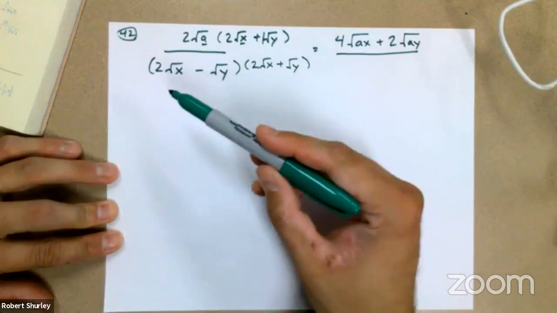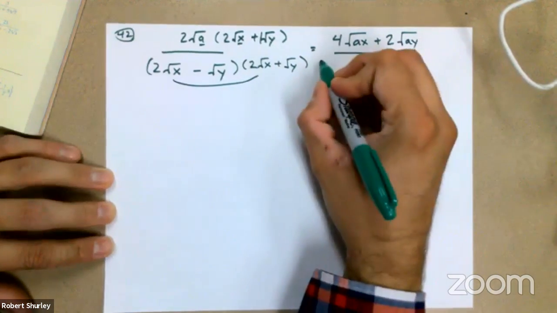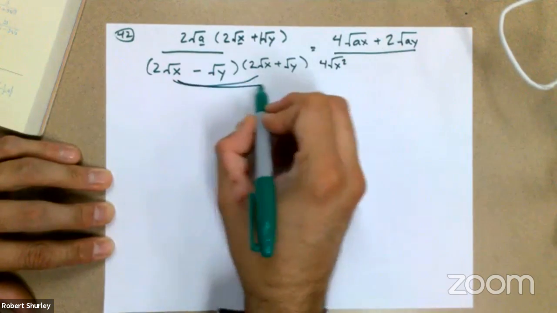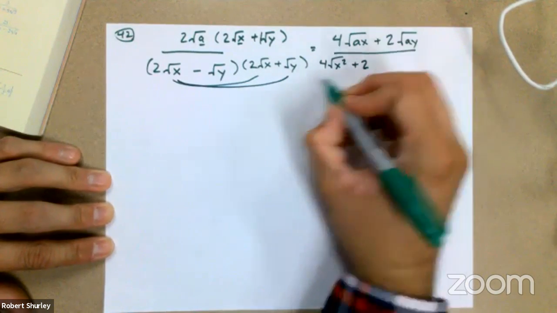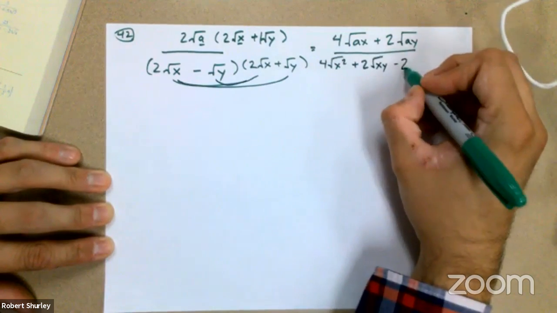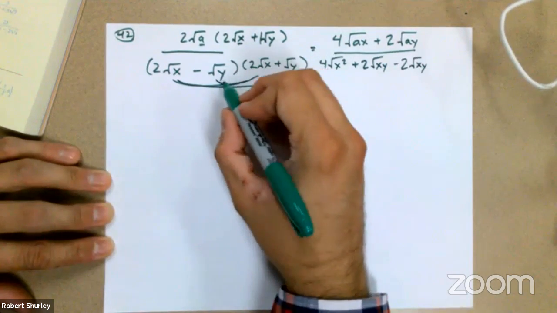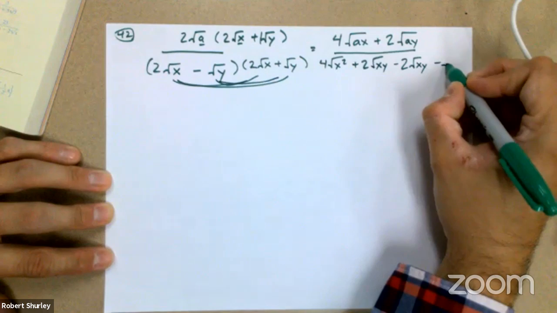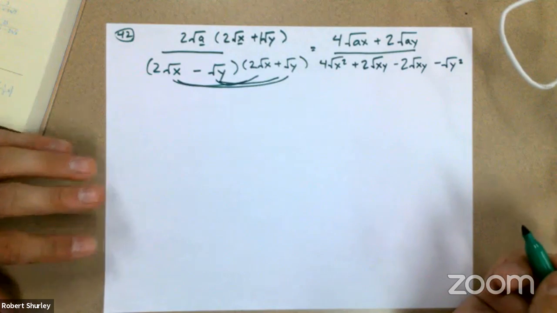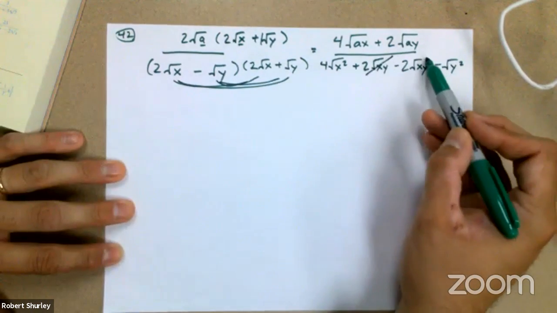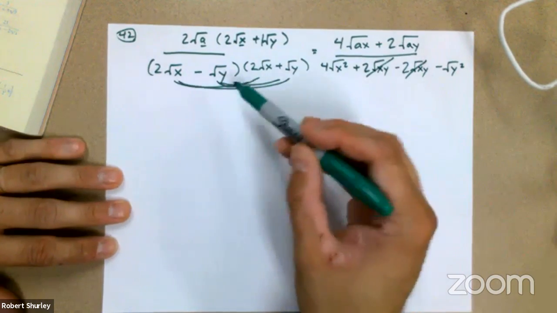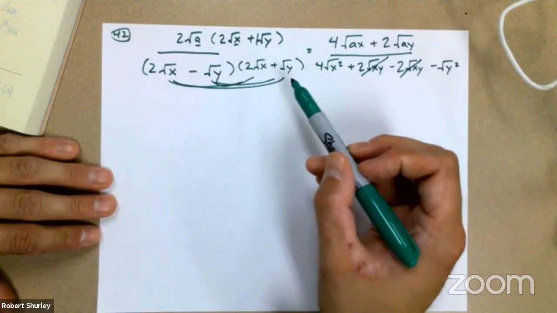Anyway, so let's FOIL the denominator out. So we get 4 square root of x times x is x squared. Outside we get plus 2 square root of xy. Inside we get minus 2 square root of xy, right? And then lastly we get minus square root of y squared. Then let's see what else. Now the middle terms cancel again, right? If they don't cancel, you did something wrong. Either you multiplied wrong or you chose the wrong conjugate.